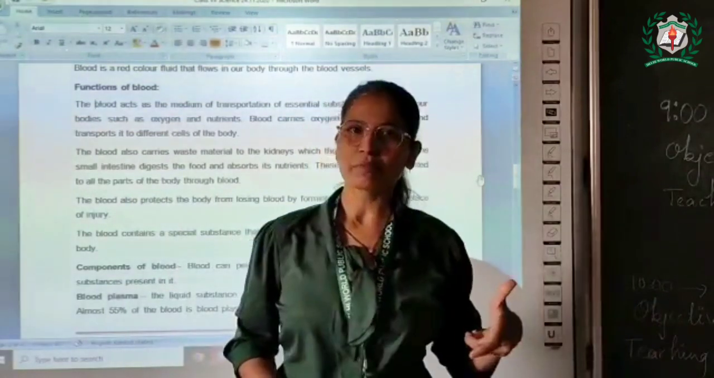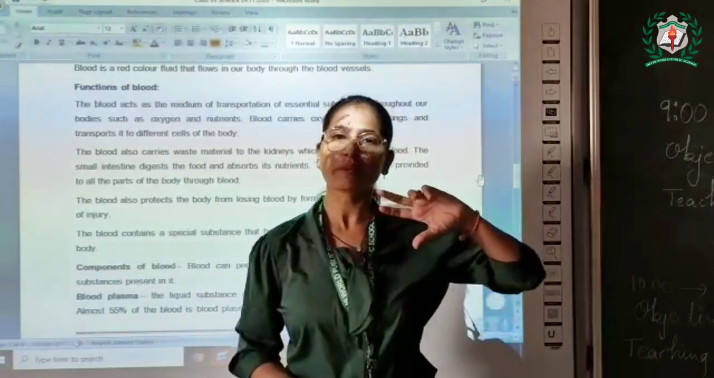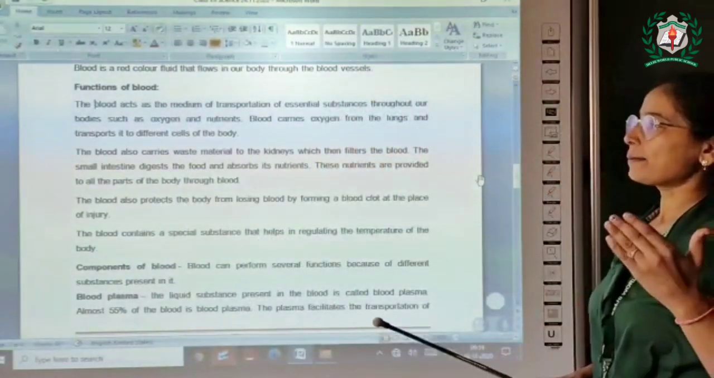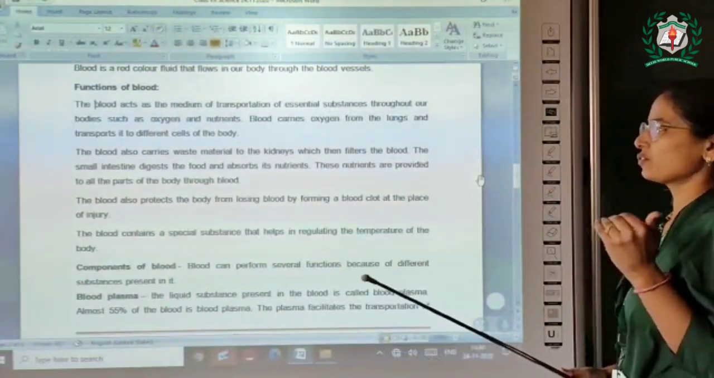जिस ब्लड में ऑक्सीजन मिक्स होती है वो प्योर होता है और जिसमें ऑक्सीजन मिक्स नहीं होती है वो impure blood होता है. Okay, so this is how our blood is supplied to all parts of the body.